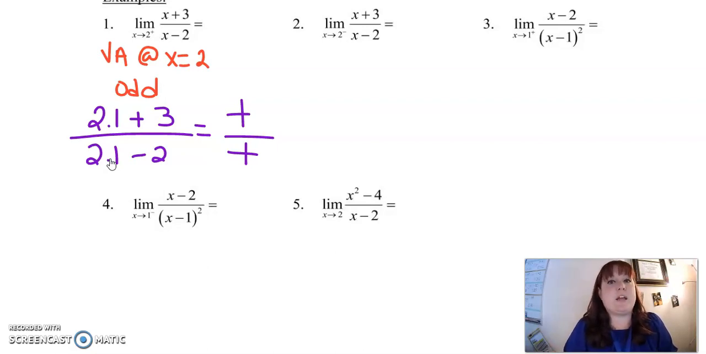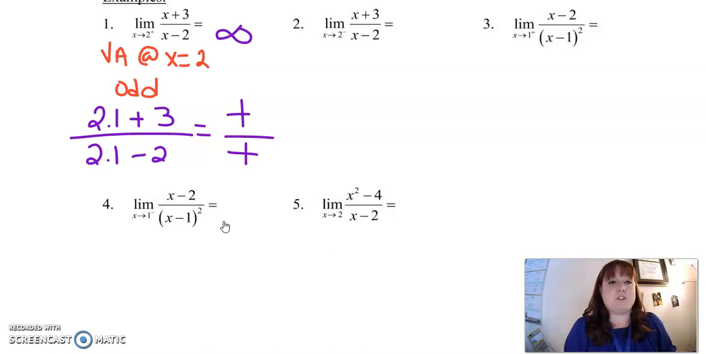What happens when we divide by a tiny number? It makes a huge number, right? 5 divided by 1 is 5. 5 divided by 0.1 is a bigger number, and then 5 divided by 0.00001 is a huge number. So we're getting to a huge number. And since we've already analyzed the signs, we know that we're getting to a huge positive number. So this is going to be going to positive infinity.